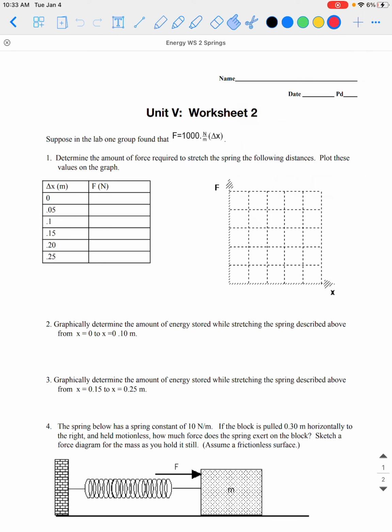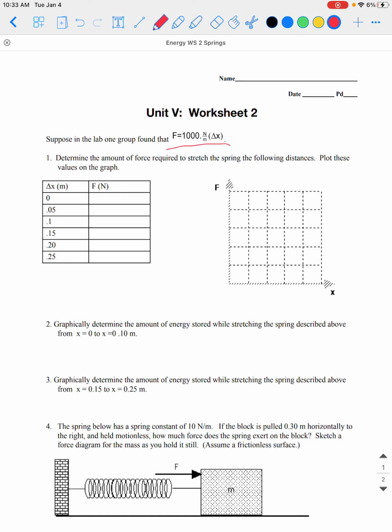Hi physics students. Today we are going to work on the answer key for worksheet 2, which is a worksheet that is representative of the spring lab that we did in class today. The first question gives you this equation, and it asks you to fill out the chart and to graph it out.